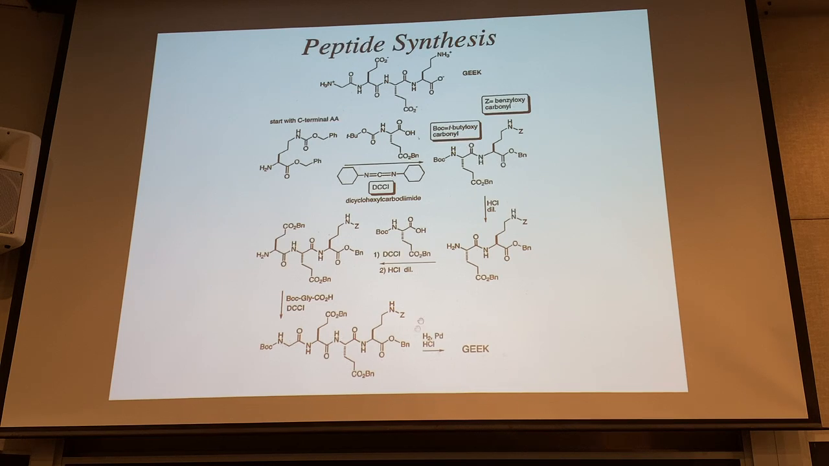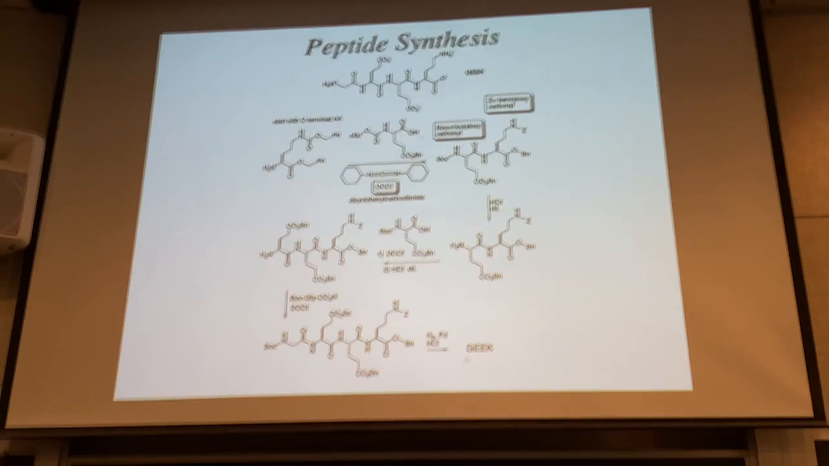And then hydrogenate, all those benzyl esters, CBZ comes off. It's a benzyloxycarbonyl. And then the Boc simply comes off with a little more acid, HCl, and you get the intact tetrapeptide in that case. Questions on that? Okay, let's go over here to the sideboard.